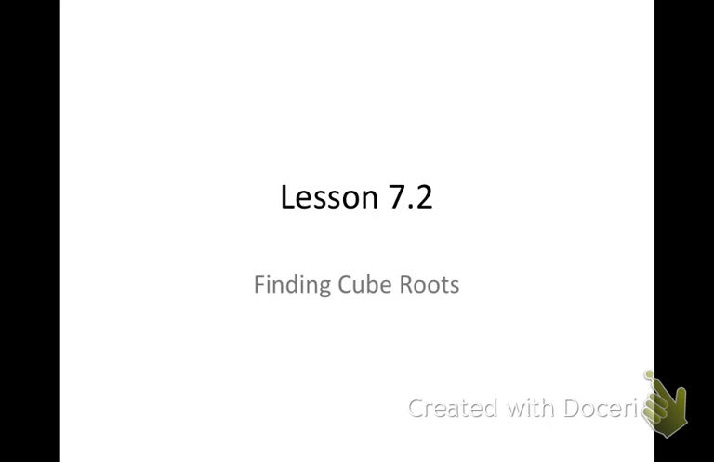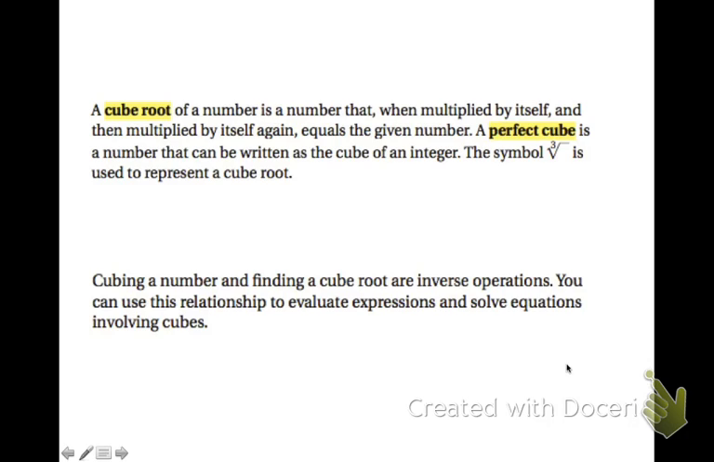Okay, today's lesson is going to be finding cube roots. A cube root of a number is a number that when multiplied by itself and then multiplied by itself again equals the given number. A perfect cube is a number that can be written as the cube of an integer. We see the radical symbol with an index of 3 to represent cube root.